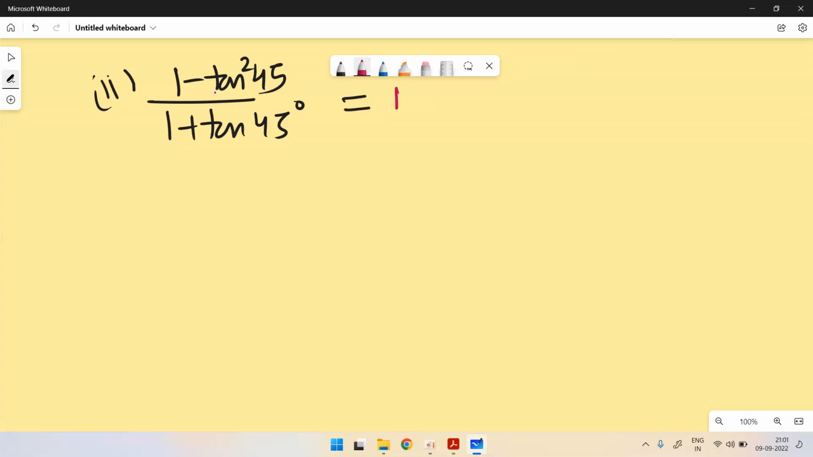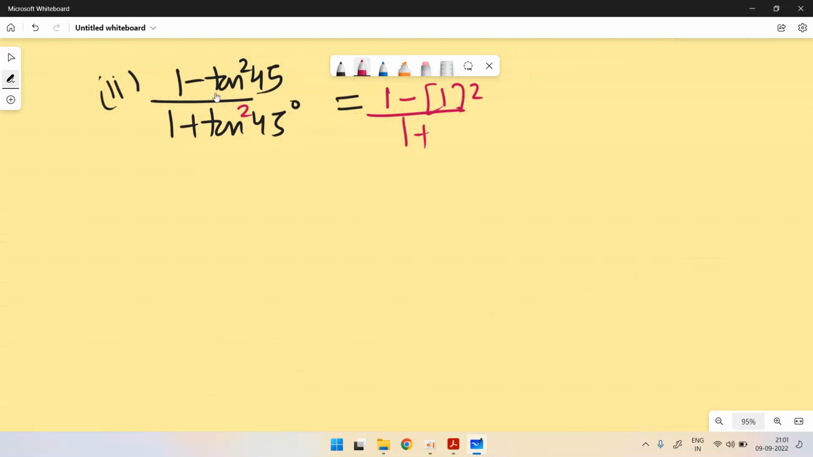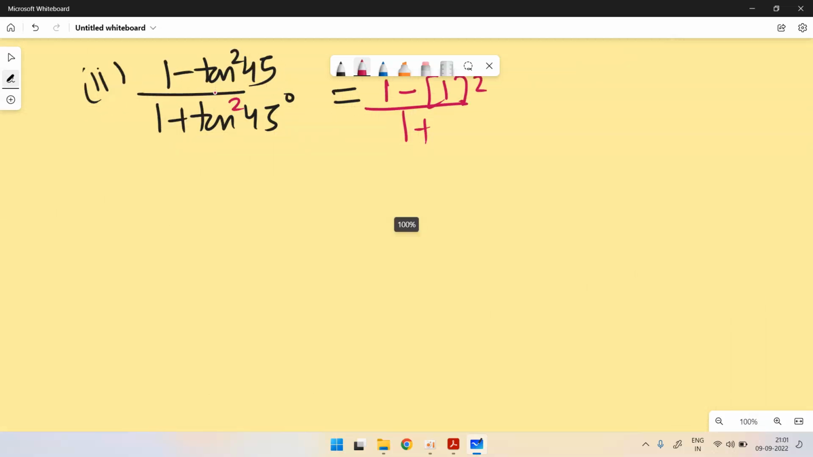This is nothing but (1 minus 1 whole square) by (1 plus 1 square). So this is 1 minus 1 by 2. This is nothing but 0.